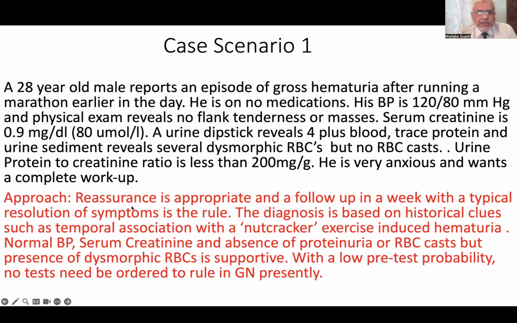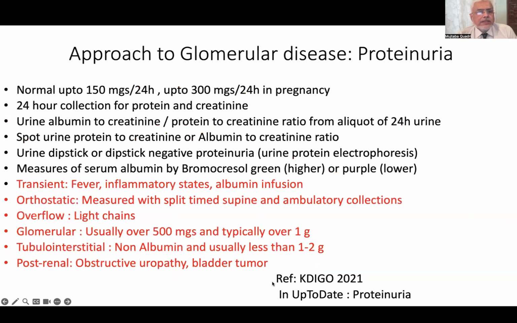Well, one would be thinking in terms of reassurance initially, because this is a classical nutcracker exercise-induced hematuria, with a normal blood pressure, serum creatinine, and absence of proteinuria or red blood cell casts. But the presence of dysmorphic RBCs is certainly supportive. So with a low pretest probability, no further tests need to be ordered at this point in time.